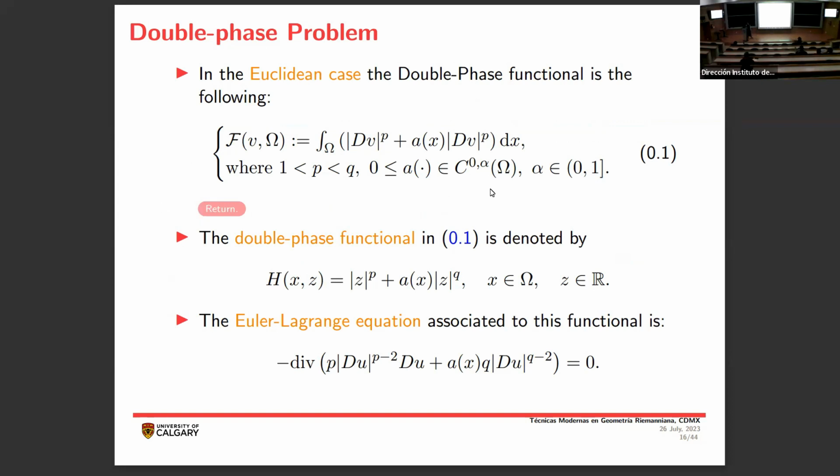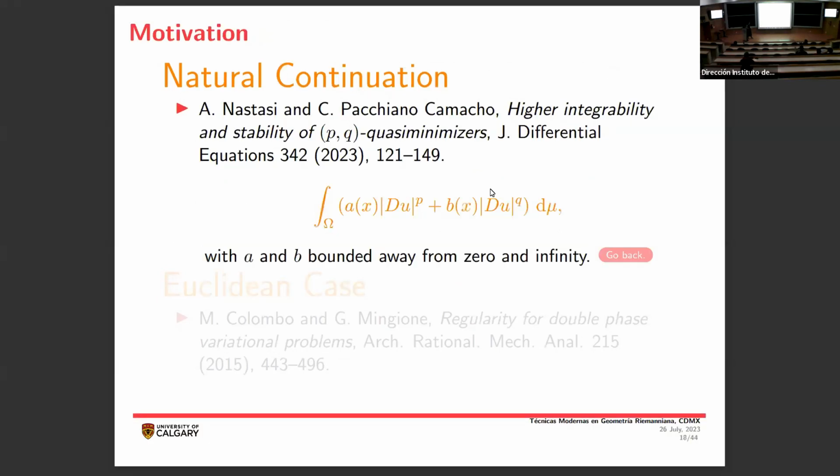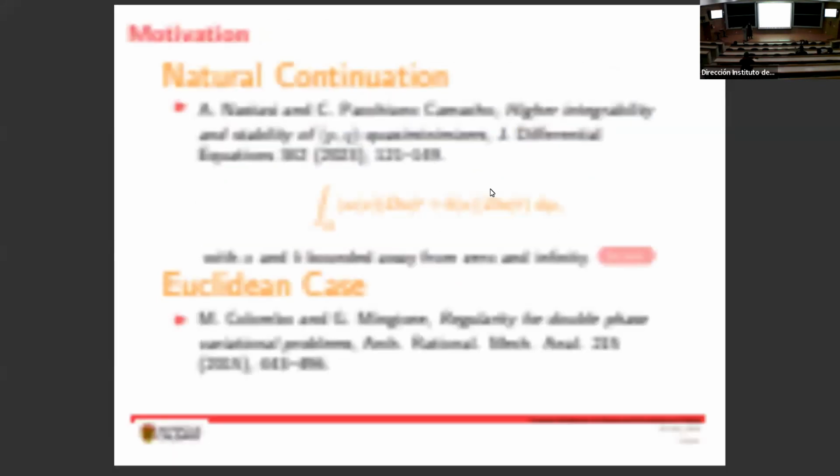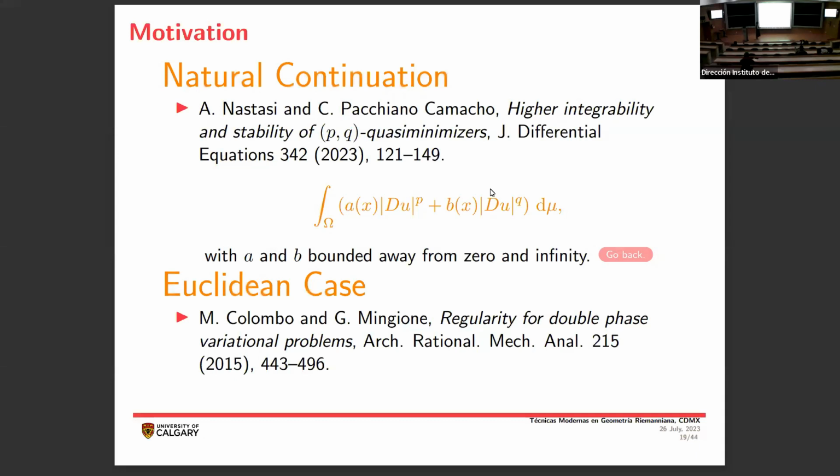So once we decided that we wanted to work with the double phase project, we focused on the work done by Colombo and Mignone in their article, and this article is the Euclidean case. And actually, in recent years, there has been a lot of work done for the double phase, specifically in the Euclidean case, and all this work has been done by this Italian school, so Colombo, Mignone, Baroni, Cristiana De Filippis, but for the purposes of this talk, we mainly gravitated to this work of 2015.